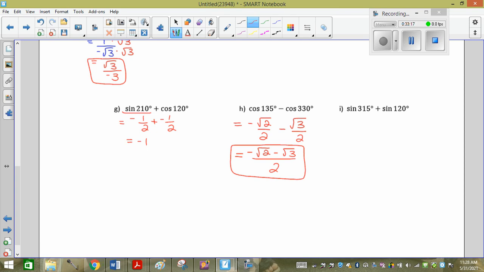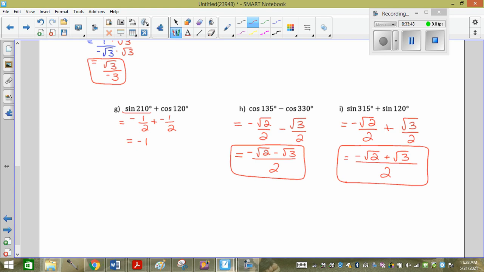Then sine at 315. We go to 315 in quadrant 4. We look at the y at 315, which is negative root 2 over 2. Then we add to it sine of 120. So we go to quadrant 2. We find 120. We take off the y because it's sine, which is root 3 over 2. They're both over 2, so I can put it all over 2. Rewrite the top. Negative root 2 plus root 3. Box it and be happy. Don't work your butt off trying to wreck that or change it because you're doing bad things if you do anything after that.